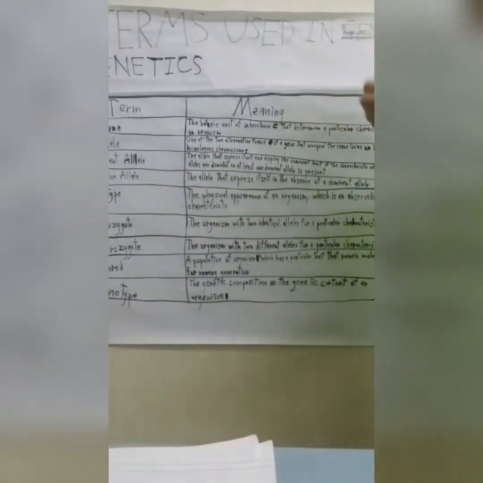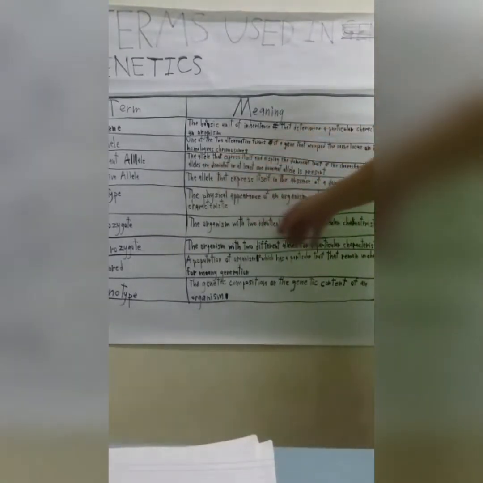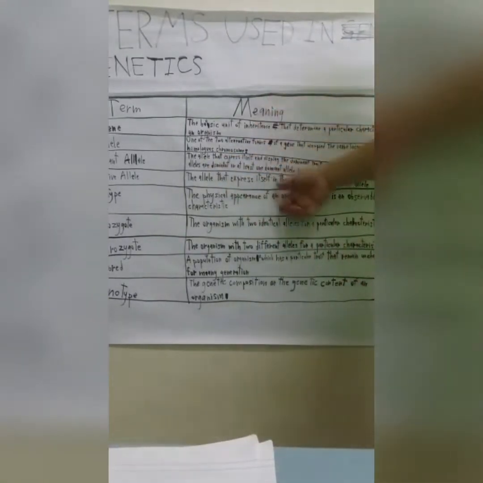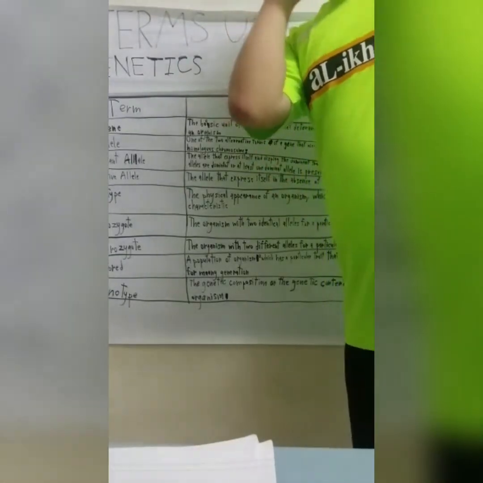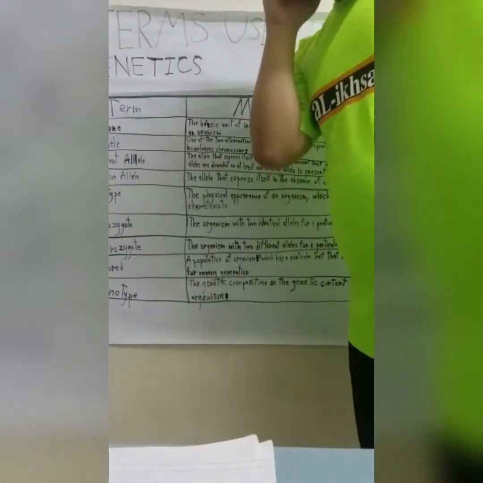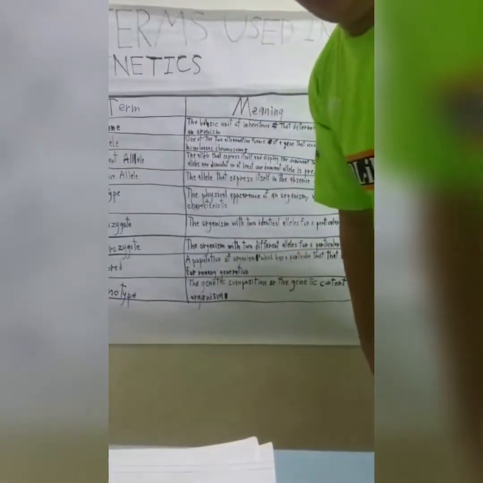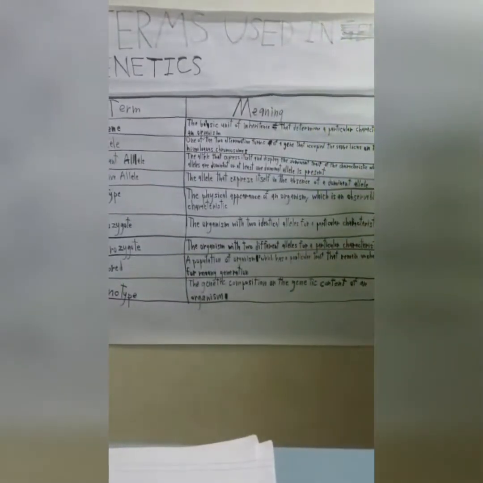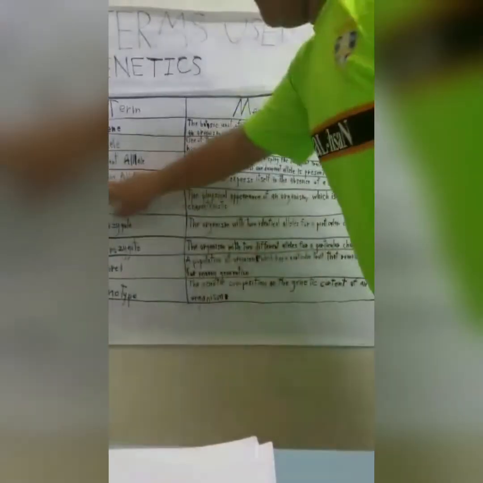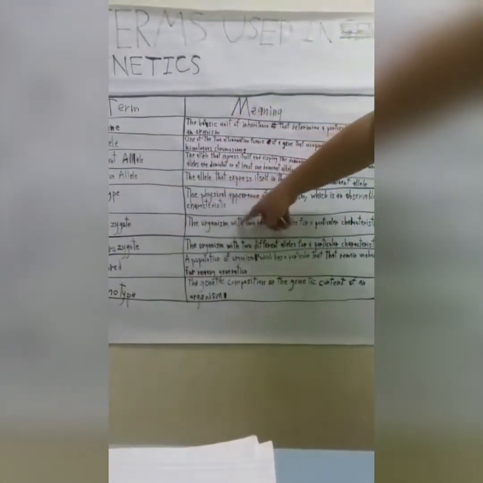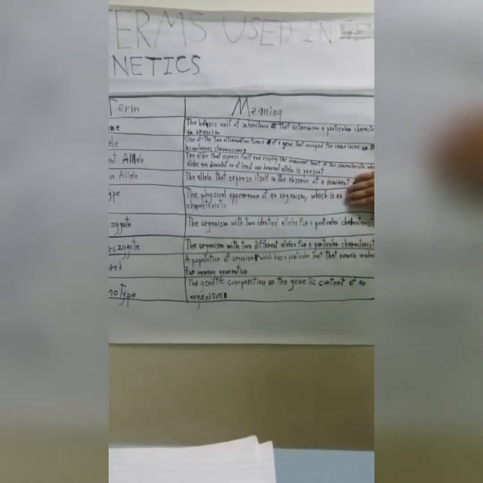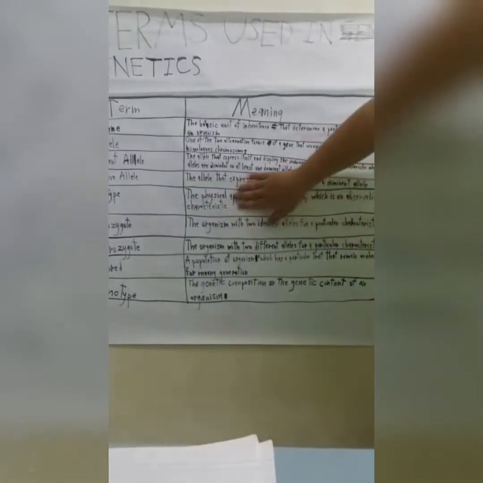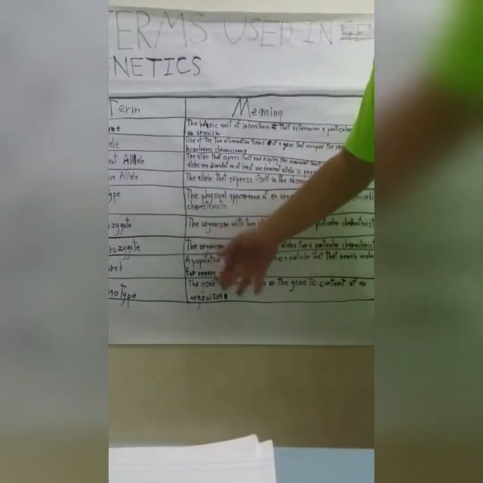So it means that if both alleles are dominant, or at least one of them is a dominant allele, then it will represent a dominant trait. Then we have the recessive allele, which is the allele that expresses itself in the absence of a dominant allele. So when there is no dominant allele, it will express itself to replace it.